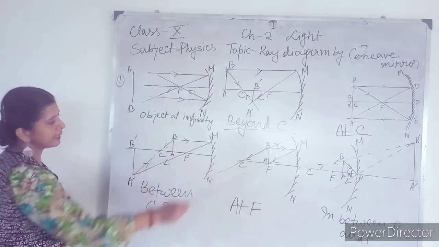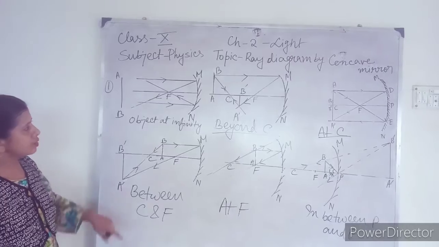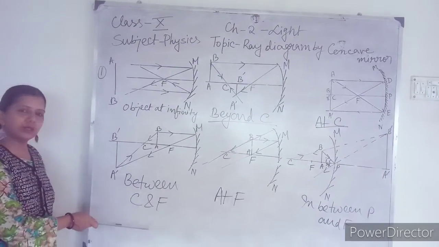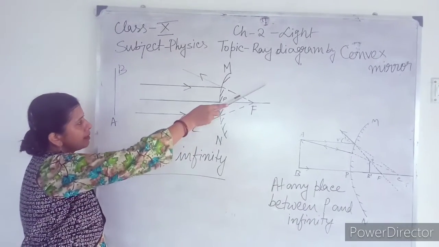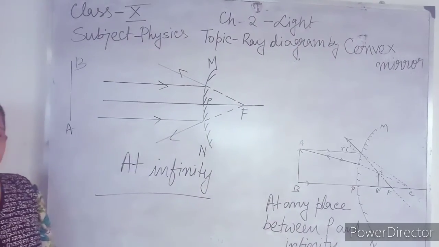This is the only case where the image is erect, that is not inverted. So ray diagram by concave mirror can be done using this. Okay students, my second topic is ray diagram by convex mirror. Concave and convex, what is the difference?